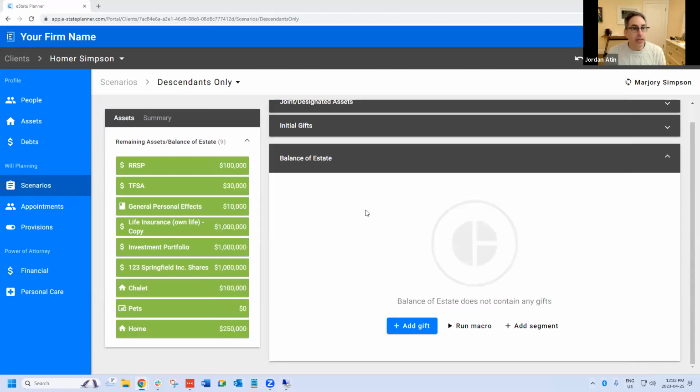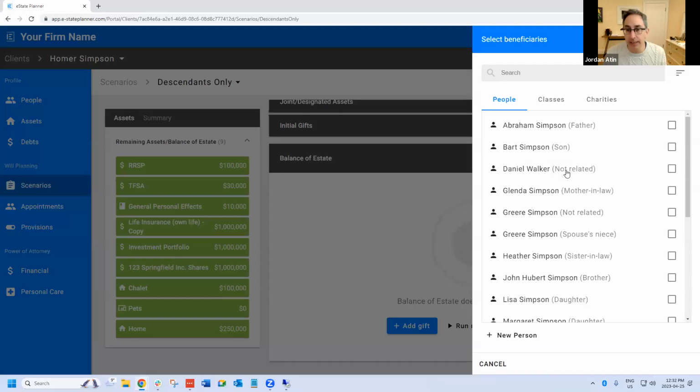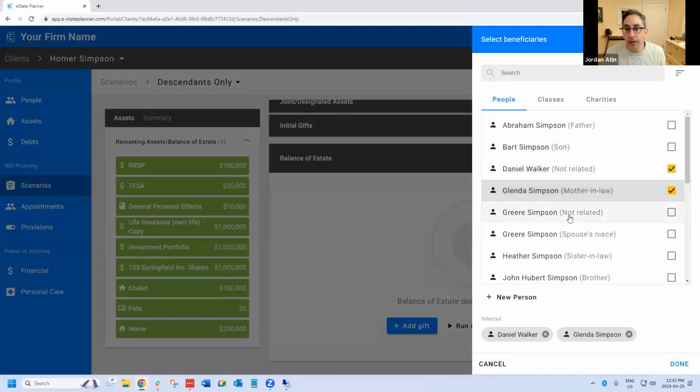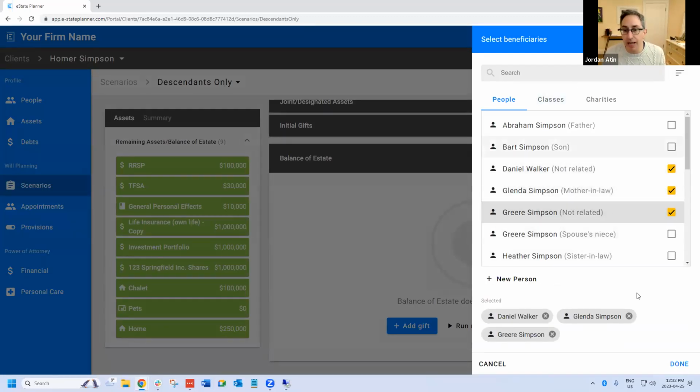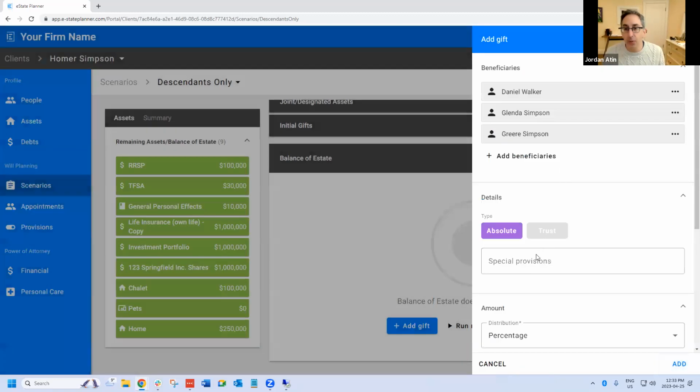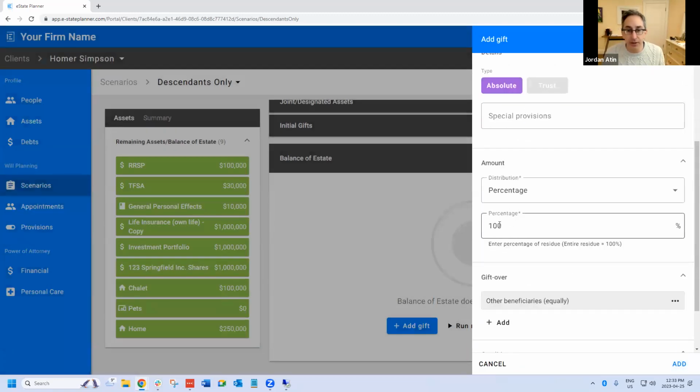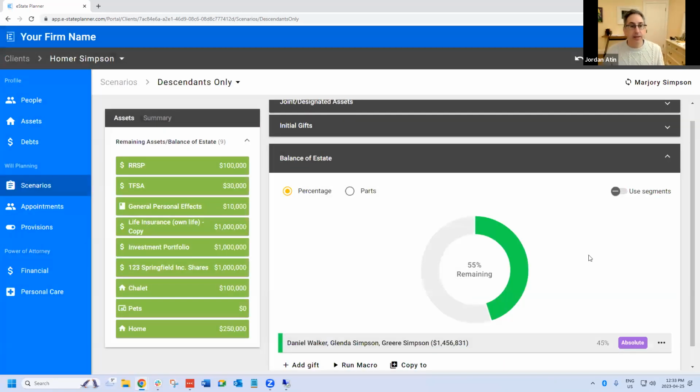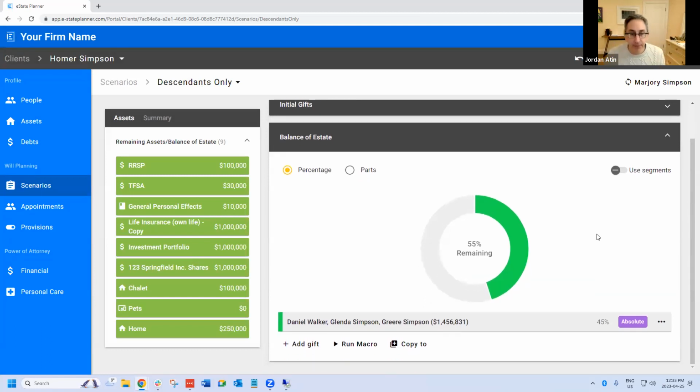So let's take, for example, that the client wants to add a simple gift. Let's just say a percentage of the residue to a group of people equally. So here we go. We're going to pick our beneficiaries or our class, whatever, and then we're going to pick the percentage that they're going to get. Well, they're going to split 45%. Okay. There we go. That's done.